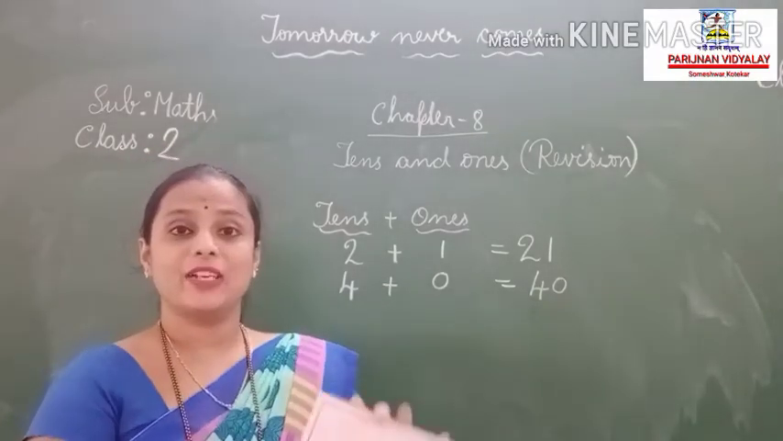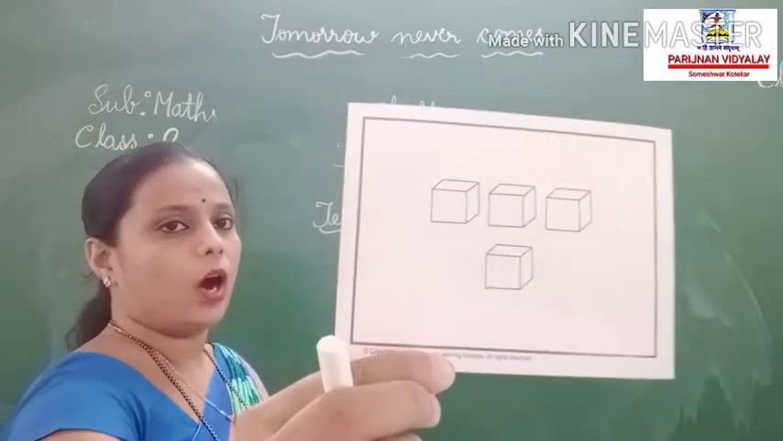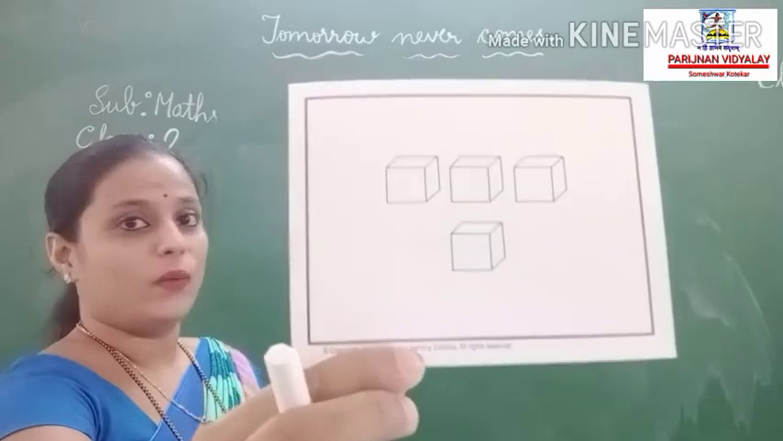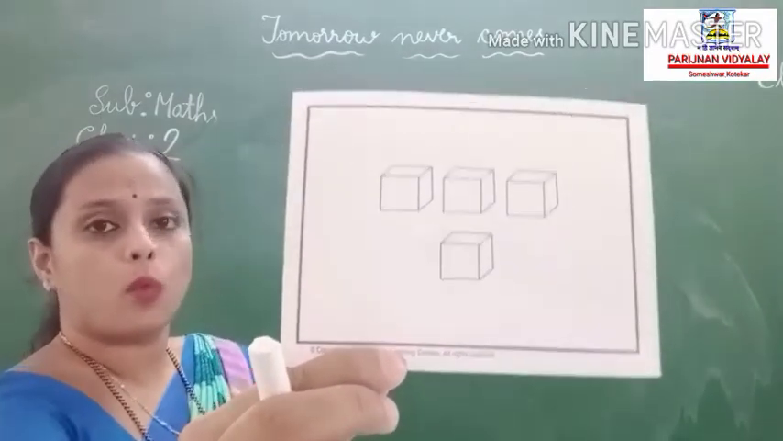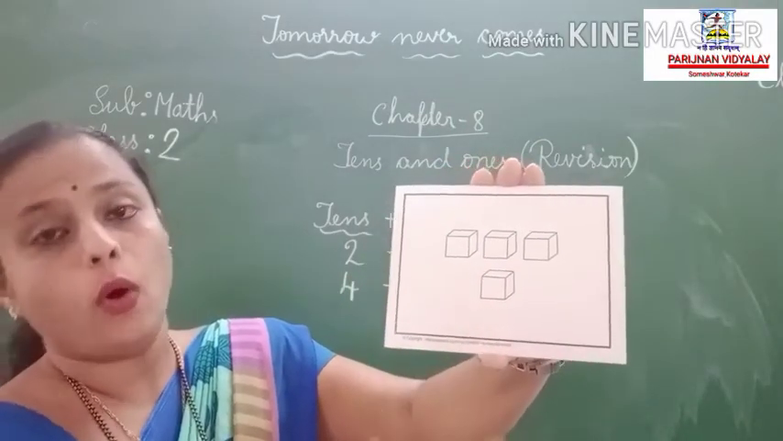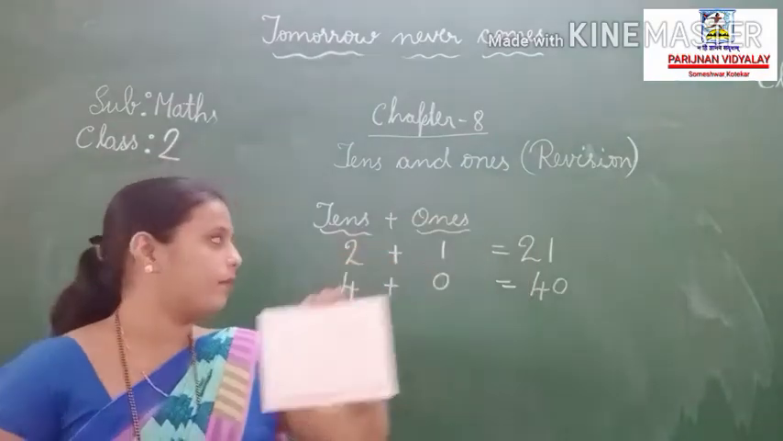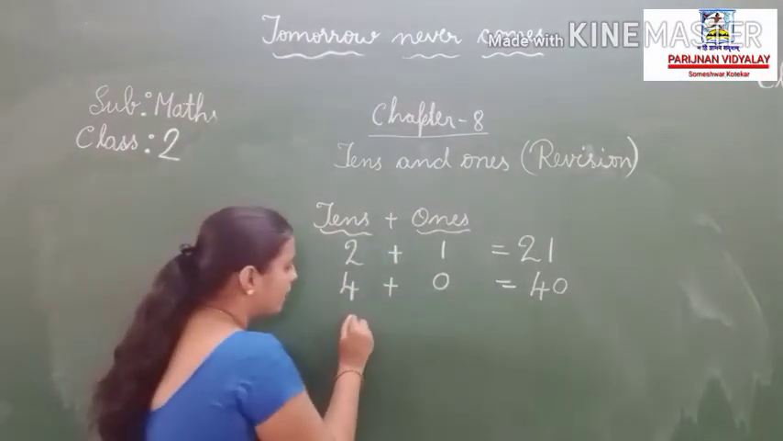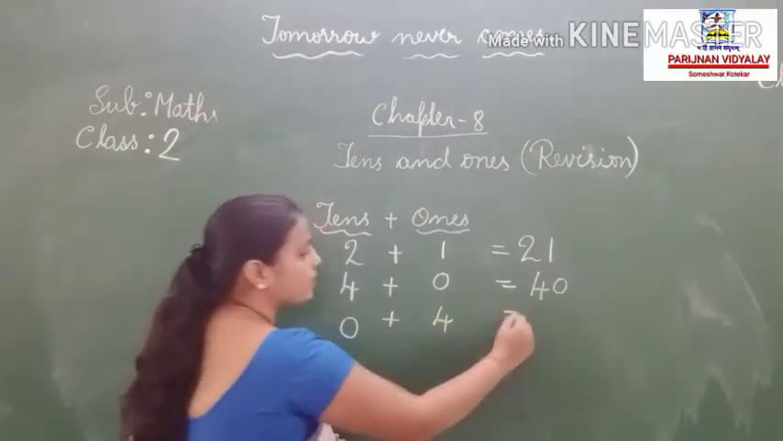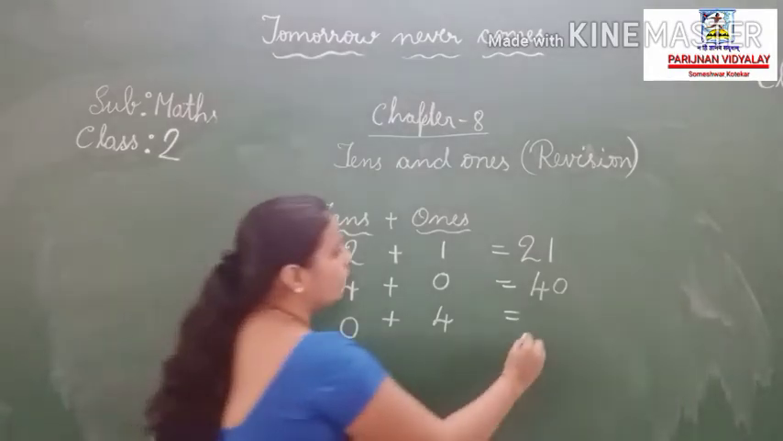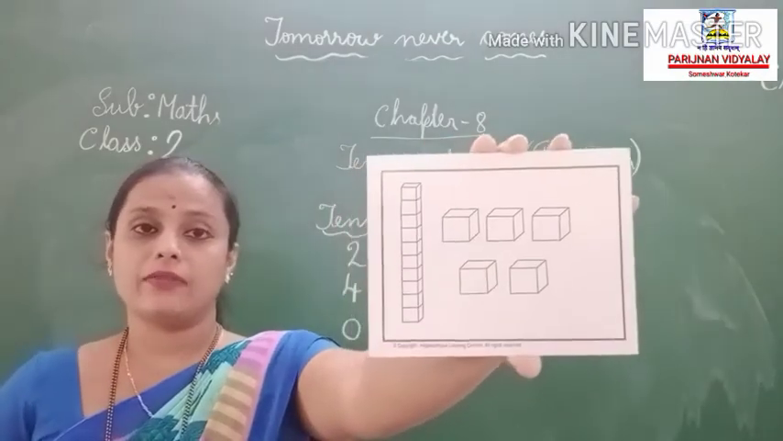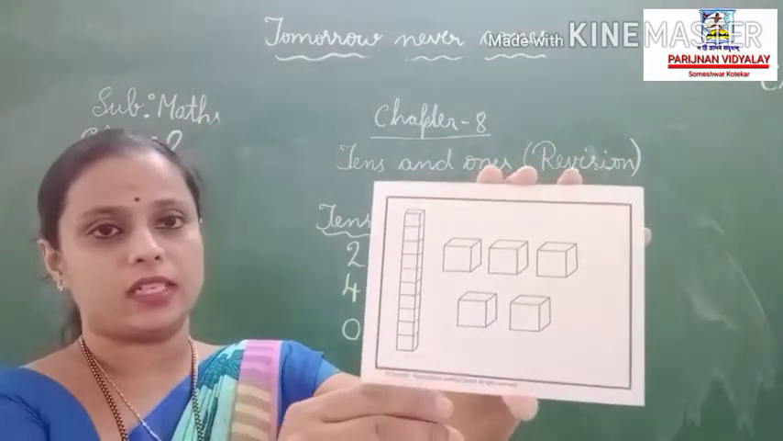Next. Look at this flashcard and tell me how many tens and ones are here. Is there tens here? No tens, right? But there is ones. How many ones are here? 1, 2, 3, 4. Only 4 ones here. Is there any tens? No, 0 there. And how many ones? 4 ones. It means we have the number 4.